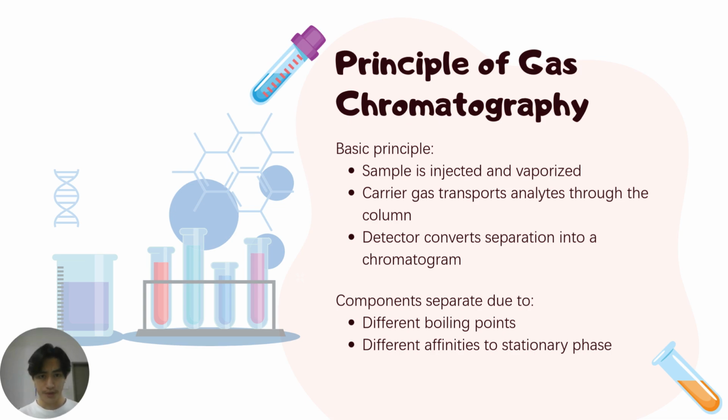Moving on to the principle of gas chromatography. So, in gas chromatography, the sample is first injected and vaporized. The carrier gas then transports the sample through the column. As the sample moves through the column, the components separate due to differences in boiling point and affinity towards the stationary phase. The detector then converts this separation into a chromatogram.